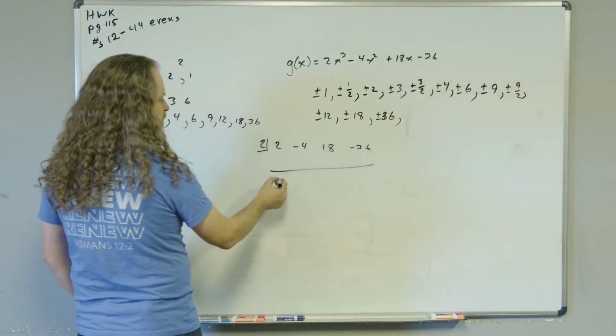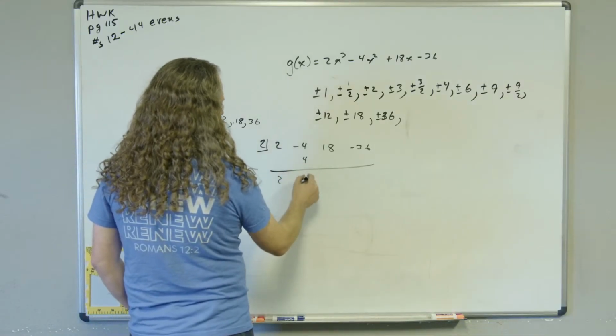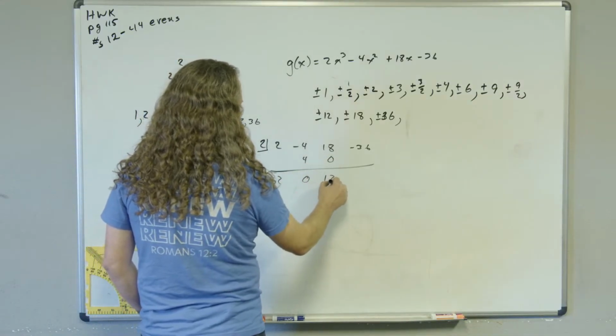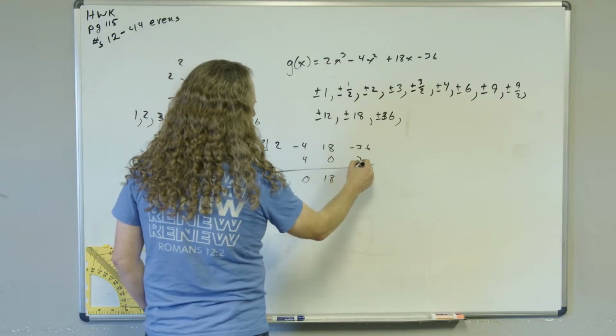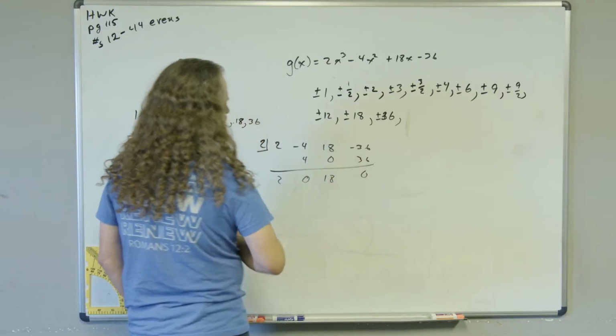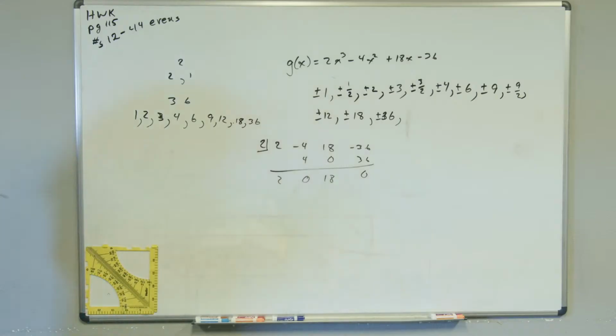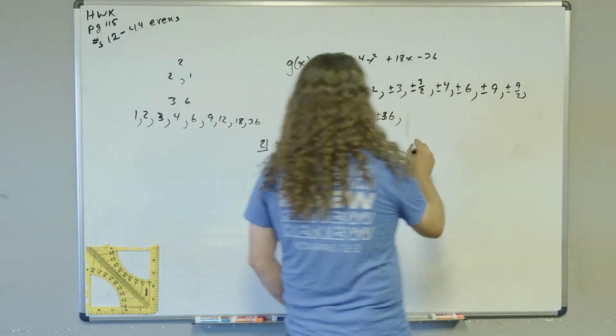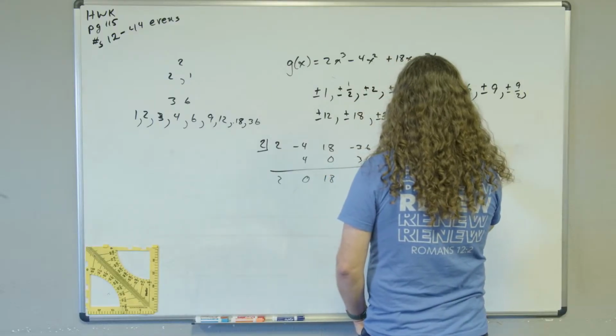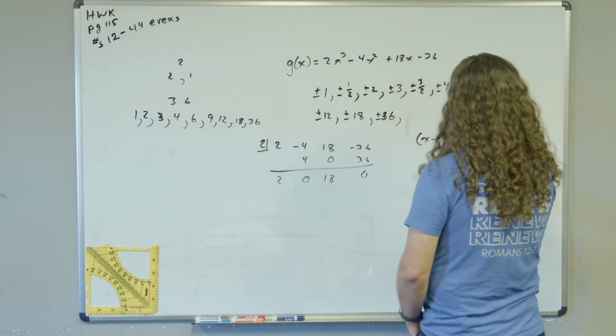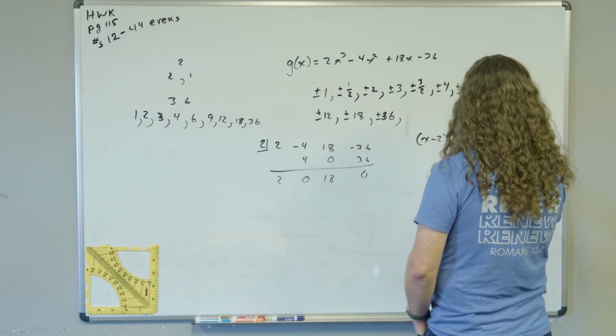So we bring down the 2. 2 times 2 is 4. That's 0. That's 18. 2 times 18 is 36. 0. So 2 is, in fact, a factor. So now we can turn this into x minus 2 times 2x squared plus 18.